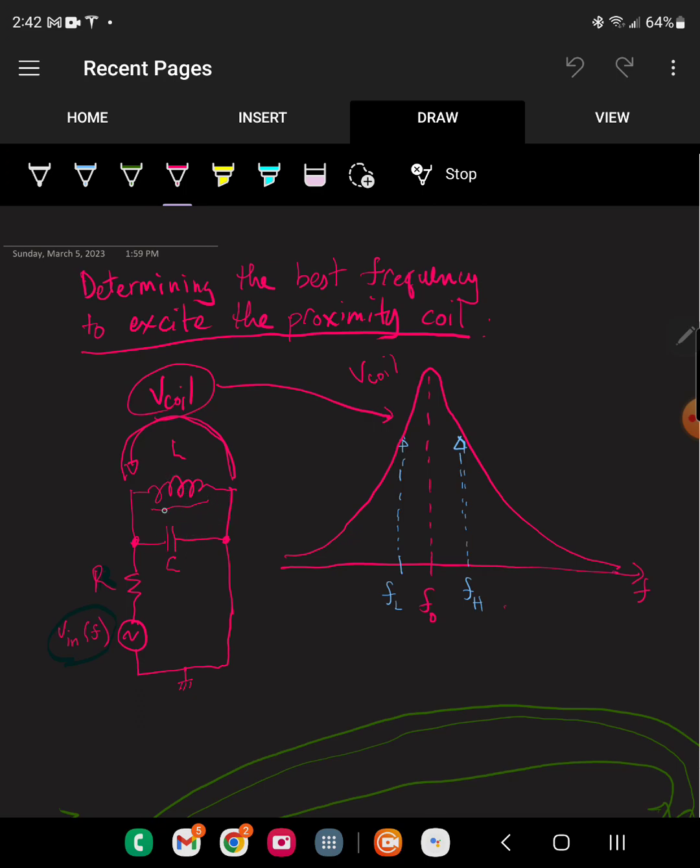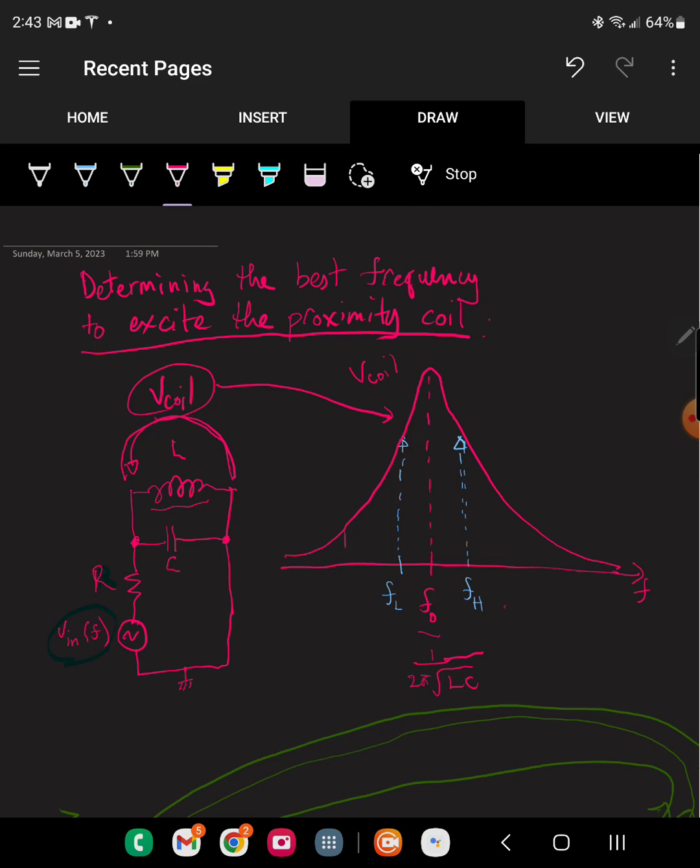The LC creates a resonant frequency called F naught, and the resonant frequency is 1 over 2 pi square root of LC, where L is the inductance of the coil and C is the cap in parallel with that inductor. So the experiment that I did was I swept the frequency of the function generator.